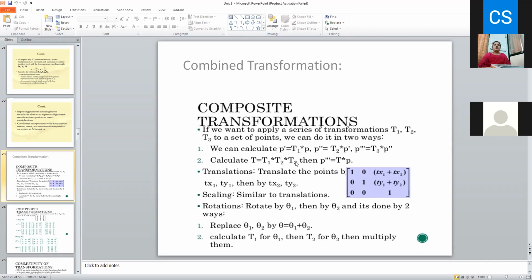That can be replaced by the combined transformation, where T total is T1 into T2 into T3, if three transformations are made. So T total is the multiplication of all those three T matrices. Finally, we get the ultimate result by multiplying the T total with the original matrix. These two methods we have already studied. Out of that, the second method is convenient because it is a two-step process.